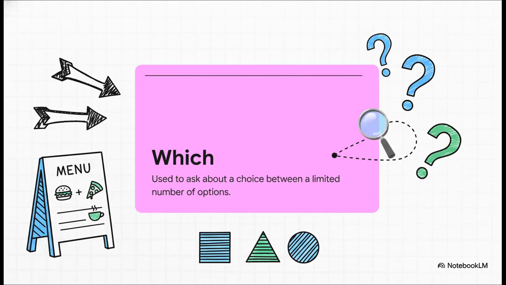Now, let's zoom in on a really interesting one, which. See, unlike what, which is super broad, which is the tool you use when there are specific, limited options. It's kind of like asking someone to pick from a menu. You're giving them choices.